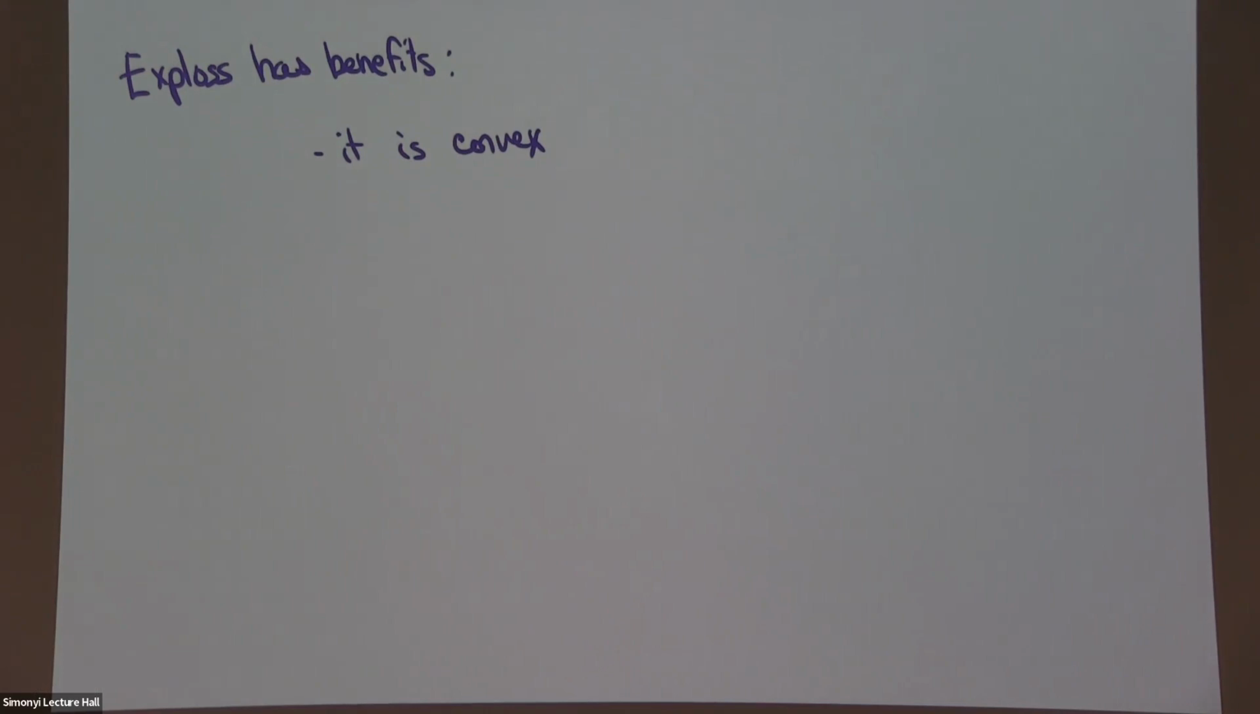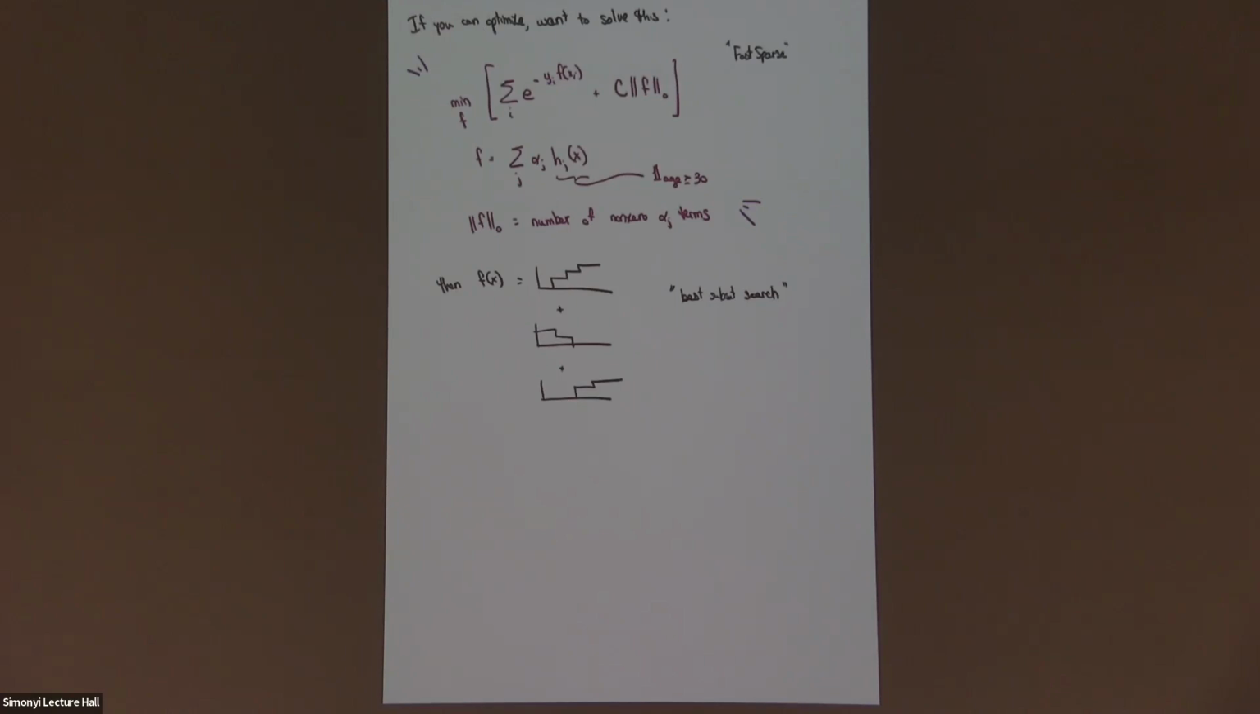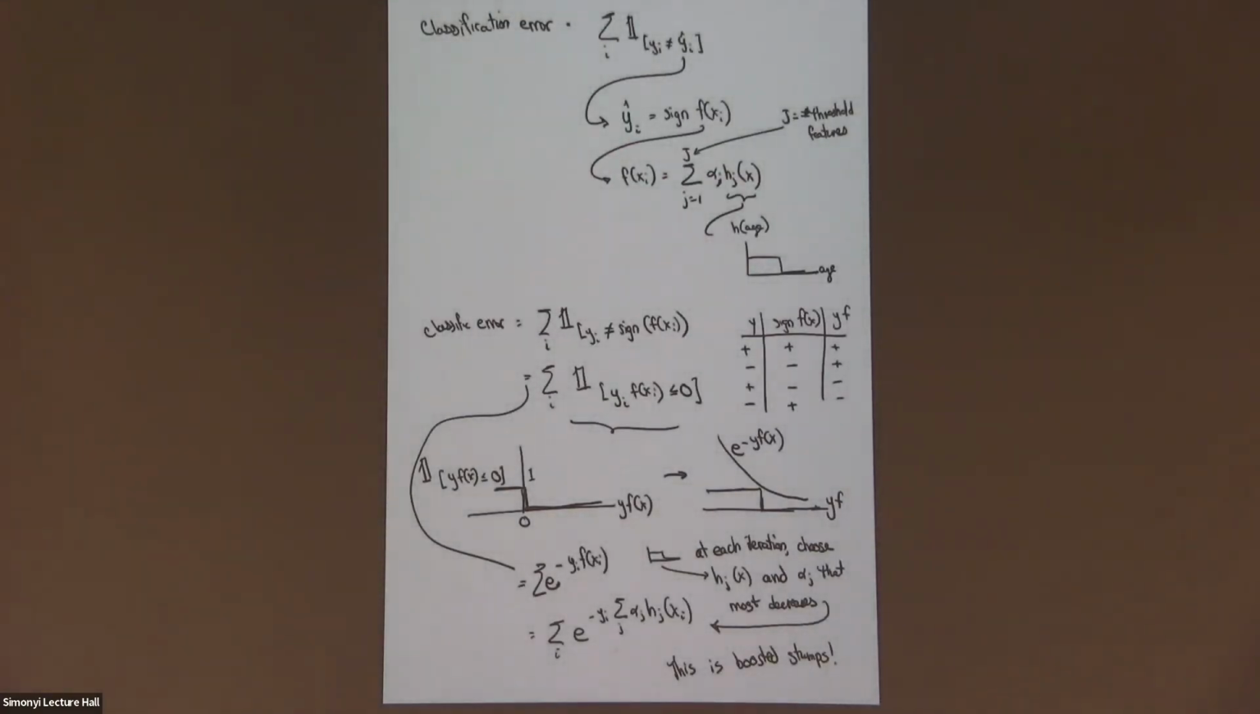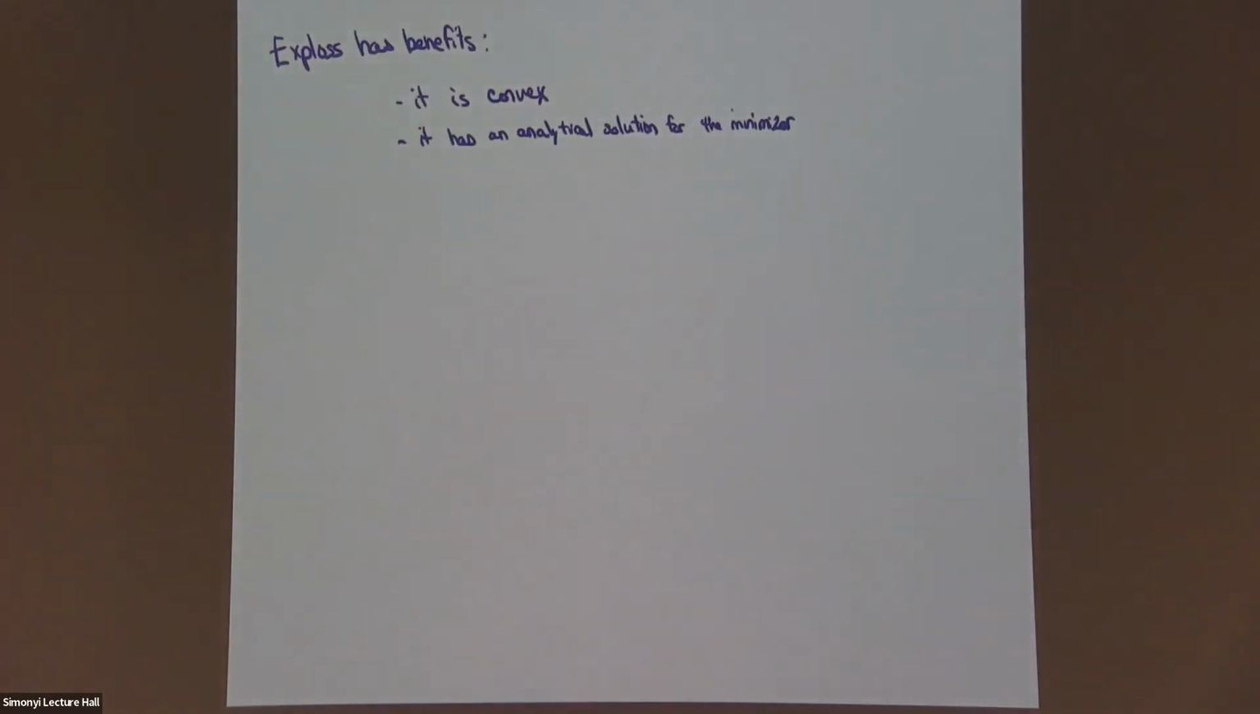Whereas exponential loss is convex, so that you're pretty reliably going to get to a good solution when you use exponential loss. It has an analytical solution for the minimizer. So if you want to minimize this exponential loss, this guy over here, with respect to one of the alpha j's, there is actually an analytical solution. You can write down a formula to do it. I'm not going to do it. I'll just write not today because it involves quite a lot of notation.